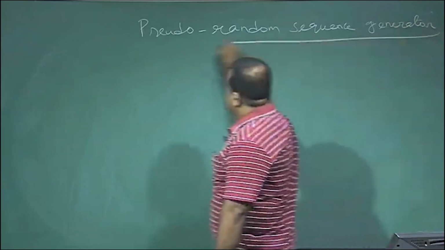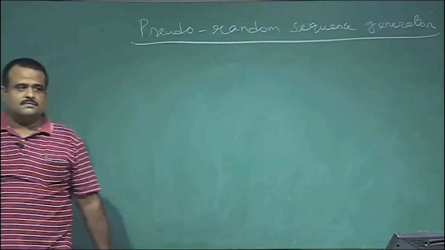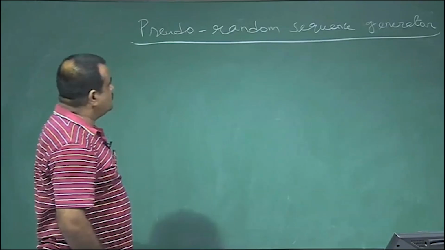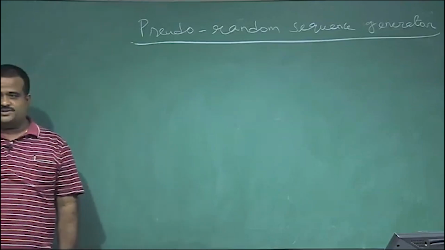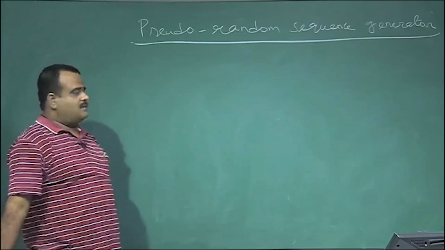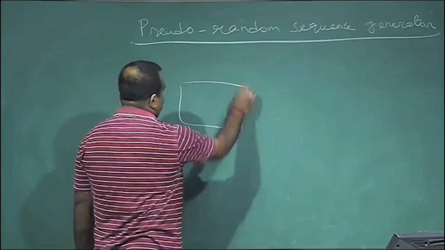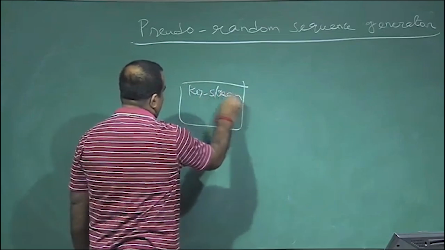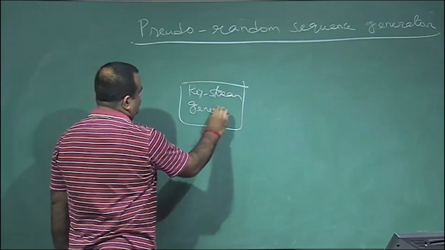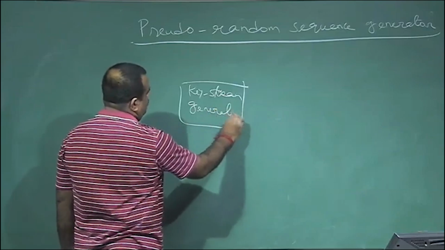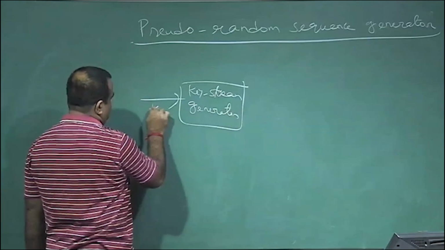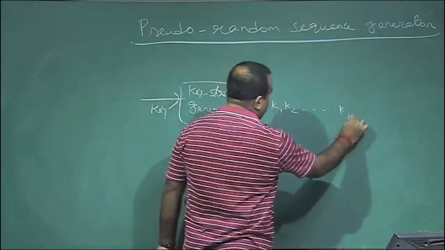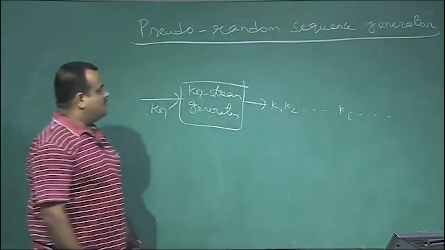Okay. Because we cannot have a random sequence generator, where K1, K2, the key stream, are a sequence. So, this is the key stream generator. It is taking the key and giving us the key stream K1, K2, Ki and so on, depending on the size of the plain text.